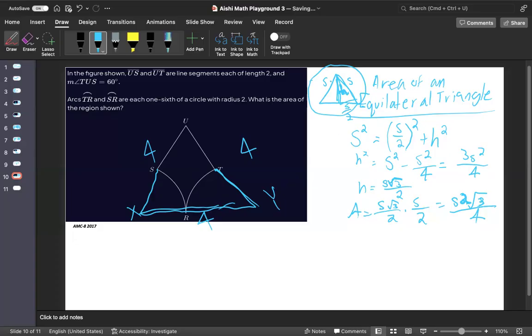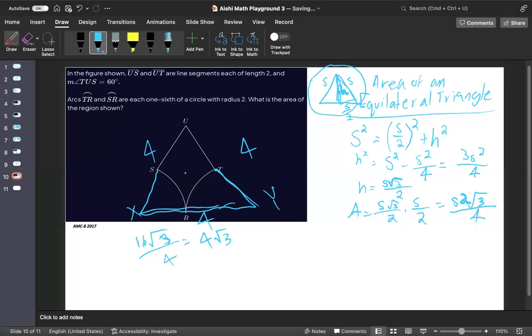So now, the area of the triangle, which we can call A, would be height, which we just got, S root 3 divided by 2, times S divided by 2, because it's height times base divided by 2. So we get S squared root 3 divided by 4. Now if we apply this over here, we're going to get 16 root 3 divided by 4, which we'll end up with 4 root 3.